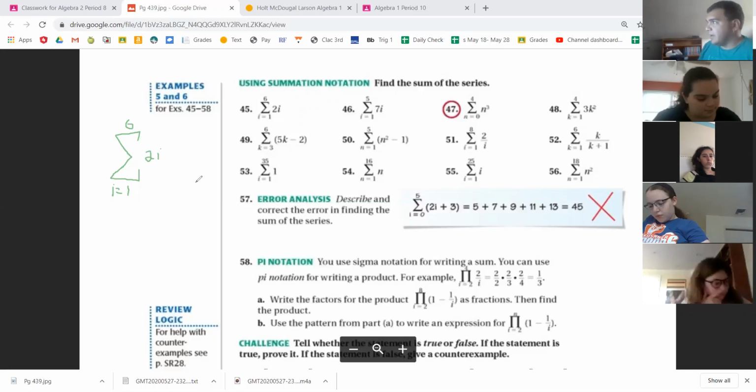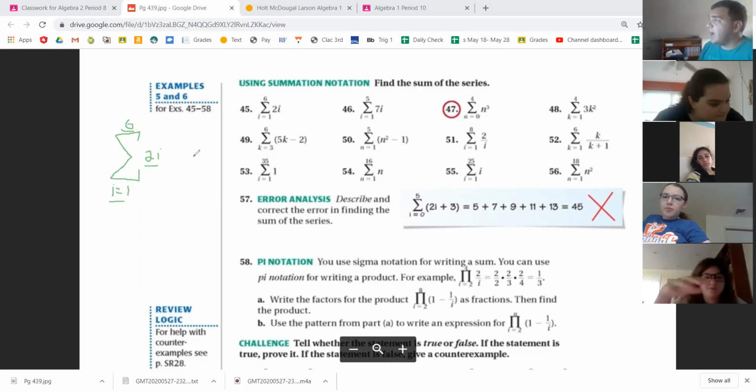So what is that telling us? This is saying from 1 to 6, the sigma stands for sum. I want you to find the sum of this equation from 1 through 6. So how do we do that? Well, we need to see what each term is from 1 through 6.